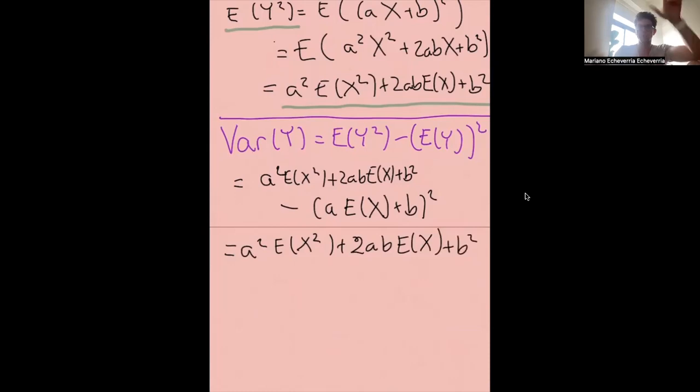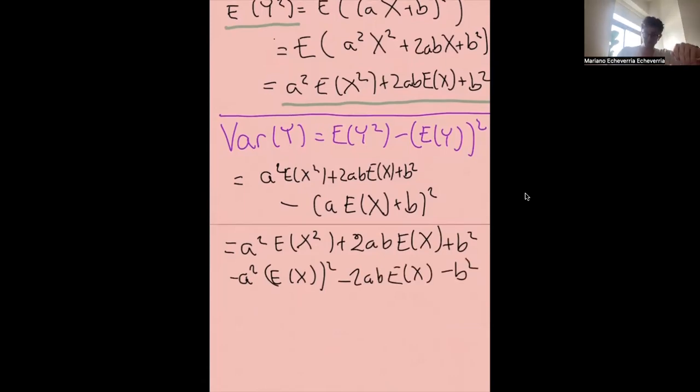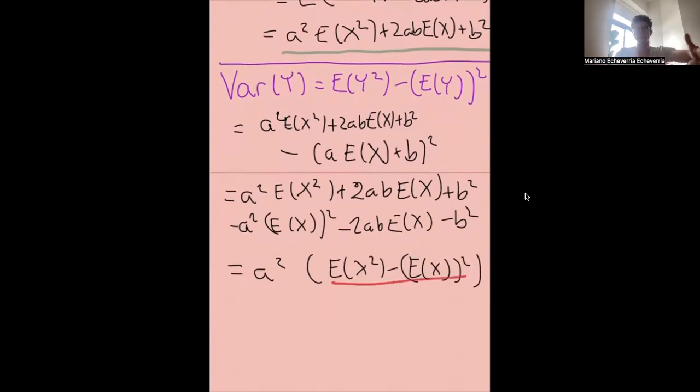Let me put the things that I want to have together. So minus a squared (E of x) squared. You have to be careful here, right? It does matter whether the square is inside or outside the parentheses with the expected value. And then minus 2ab E of x minus b squared. So it's great, a bunch of cancellations. The only thing that survives is a squared times E of x squared minus (E of x) squared. But that's precisely the variance of x, right? So we get to this formula, which is very useful.